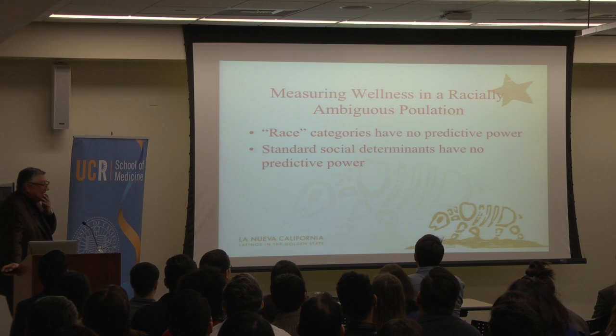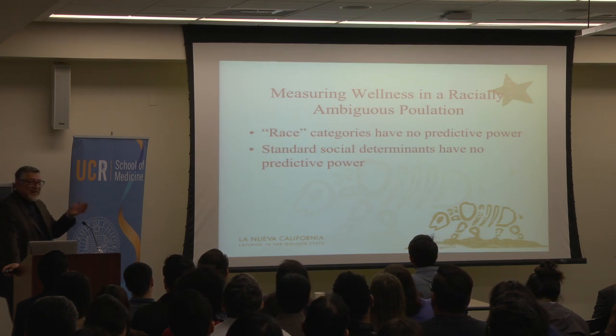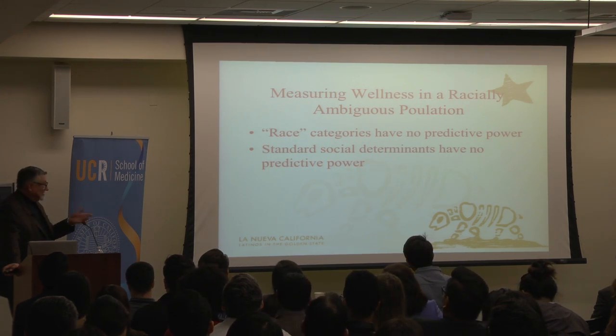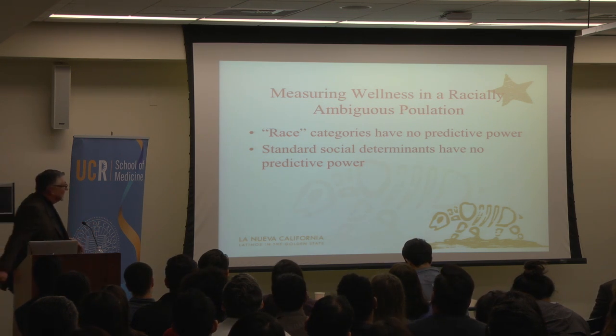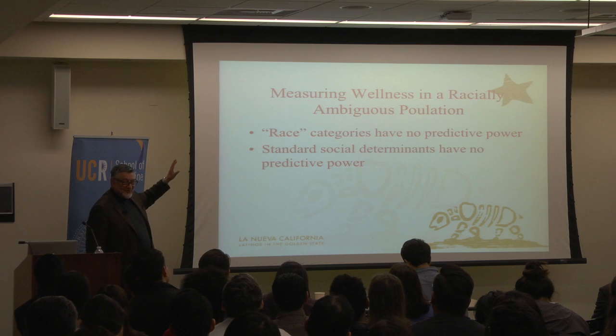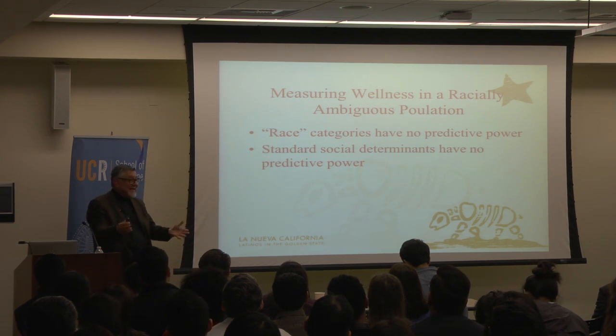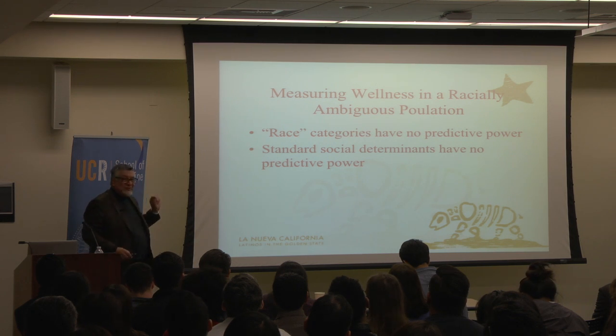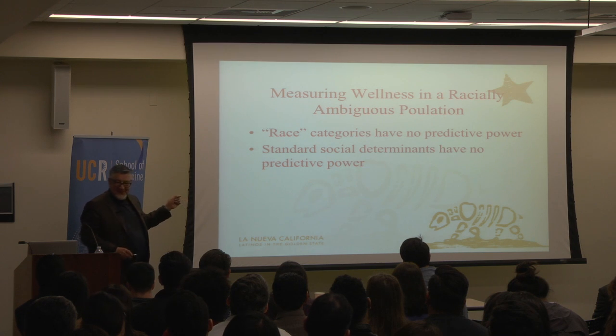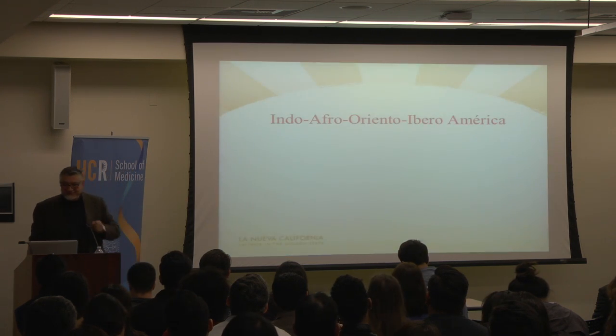Okay, so here's where we have an issue. How do we measure wellness, or much less illness, in a racially ambiguous population? Because race alone, particularly when we include the racially ambiguous, they have no predictive power. But the standard social determinants, also with Latinos, have no predictive power. Where do we go from here?